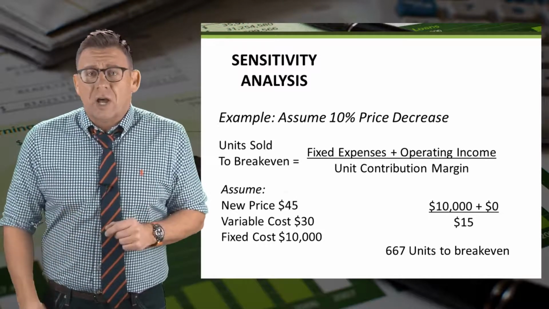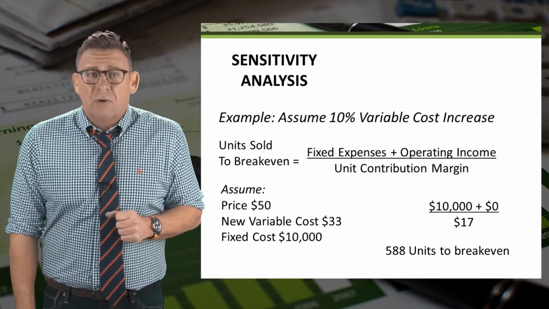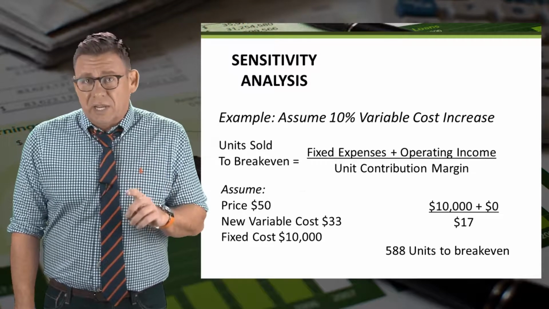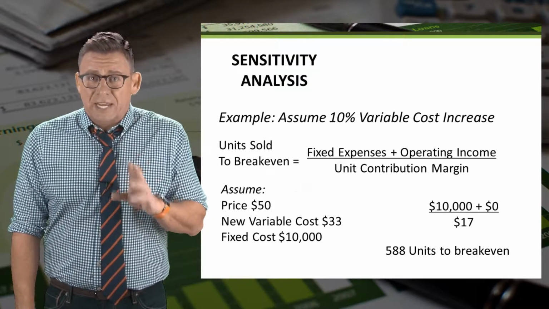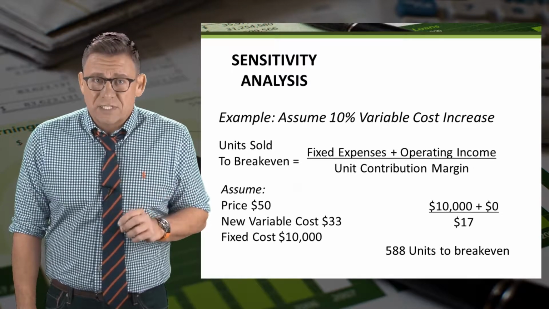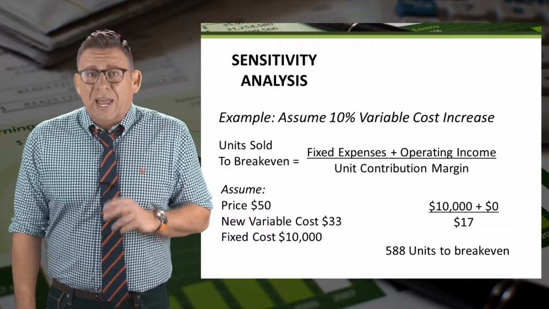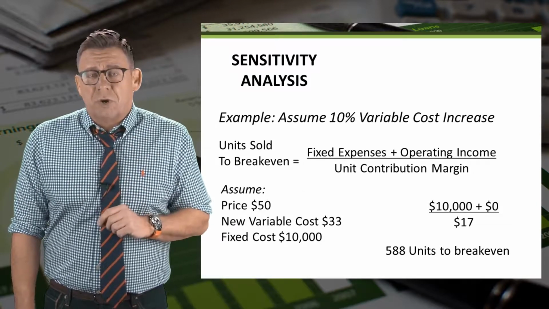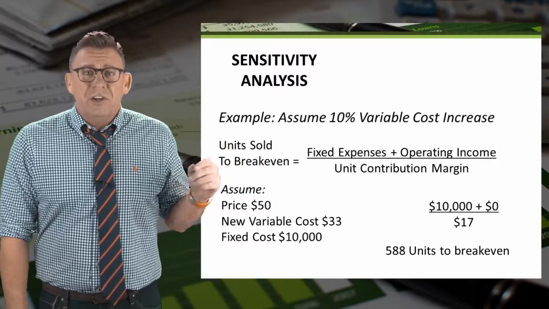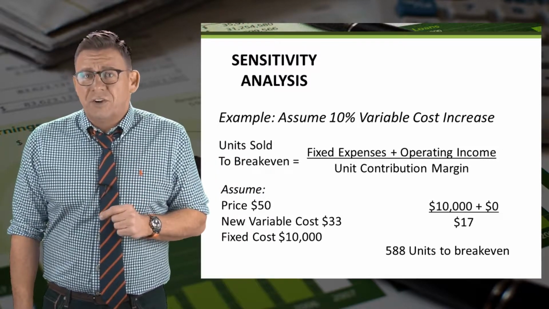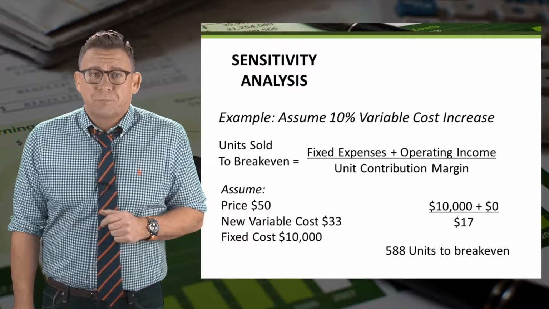What if variable costs are increasing, let's say 10%? What is the break-even now? We need to calculate the new unit contribution margin. In this case, a 10% increase in variable costs increases it from $30 to $33 and drops unit contribution margin from $20 to $17. So a break-even in units increases to 588 units with a variable cost increase.